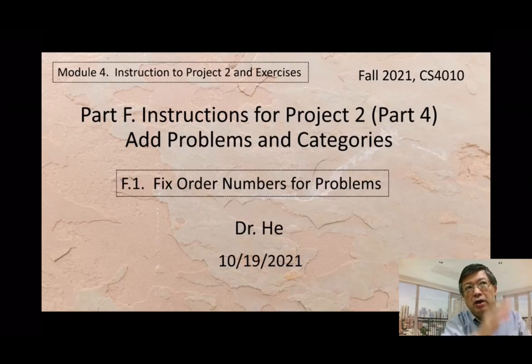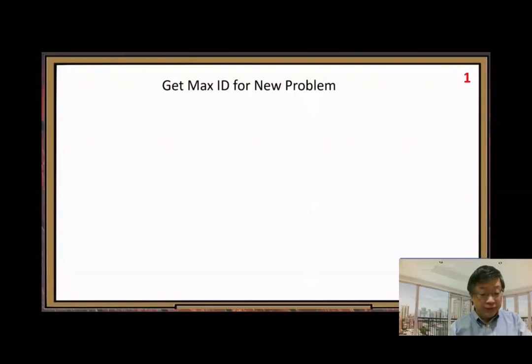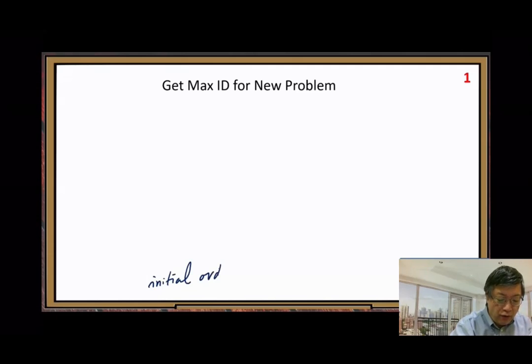So for that purpose, now we need to fix that. In order to fix that, what do we need to do? The basic idea, we need to set the initial order. For the initial order, we use this property, initial order for each problem. The order number basically equals the PID number initially.